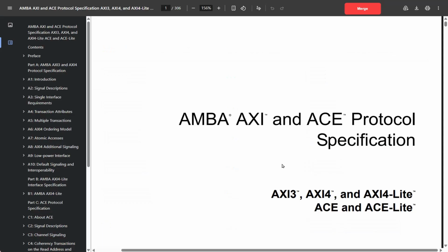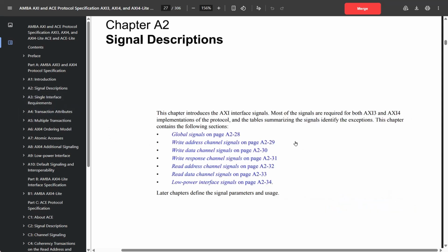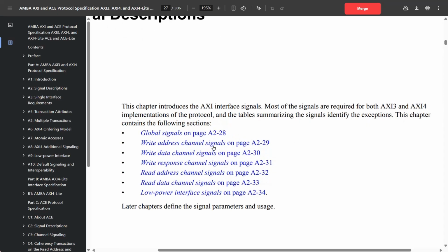Friends, I have downloaded the AMBA AXI and ACE protocol specification. Now I will go to the signal level description. Basically, the AXI bus is divided into two parts: one is the write channel, one is the read channel. And the write channel is further divided into three parts. Write address channel signals: from these signals, the address is passed on the AXI bus, and this is passed from the master to the slave. Address is always passed from the master to the slave.